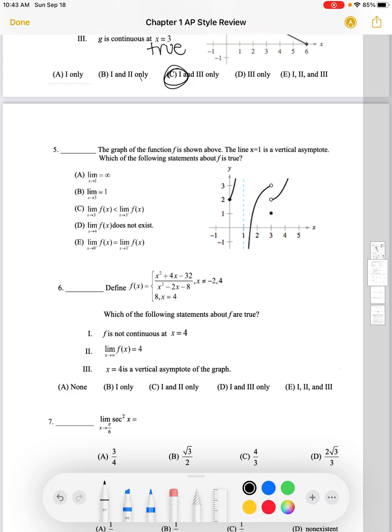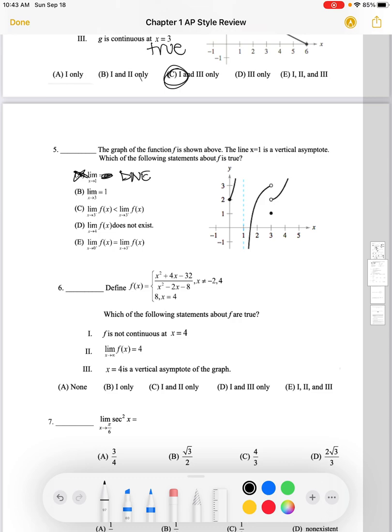All right, number 5, it says the graph of f is shown above. Oops, it's actually below. All right, the line of x equals 1 is a vertical asymptote. Which of the following statements about f is true? So the limit as we approach 1 is positive infinity. Well, at 1, since there's a vertical asymptote there, since it's not a one-sided limit, this should be does not exist. So that is a false statement.